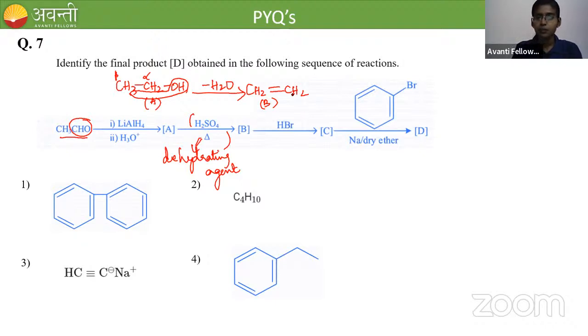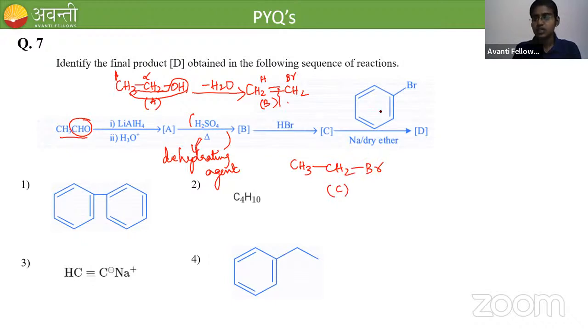Okay. And compound B on reaction with HBr forms compound C. So break this double bond and add hydrogen to one carbon and bromine to the other carbon. Since compound B is a symmetrical alkene, the addition of HBr can take place in either way. You don't have to follow the rule called Markovnikov or anti-Markovnikov since the alkene is symmetrical. So the formula for compound C is CH3CH2Br.